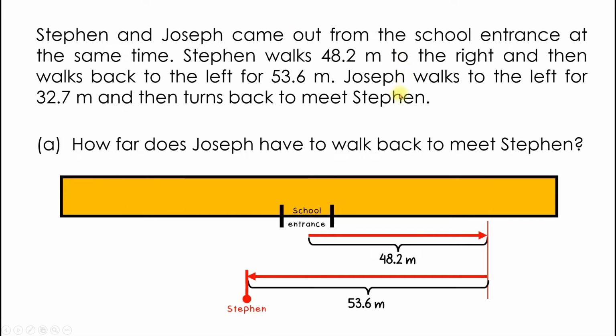Okay, so now let's talk about Joseph. Joseph comes out of the school entrance and walks towards the left hand side for 32.7 meters. Okay, this is the distance. So right now this is where Joseph is. From here, Joseph turns back to meet Stephen. So basically Joseph is now going to walk here and they're going to meet up together. So what we want to do is find the value of the distance from where Joseph is here to here, the meeting point, right? This is what we need to find out.